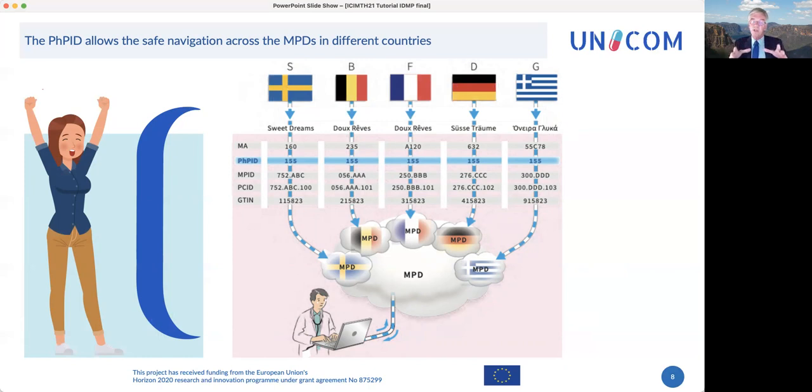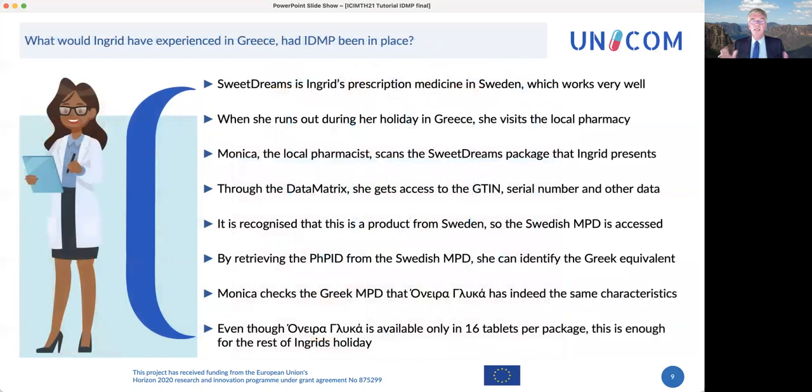But this information is stored in all these different MPDs, and it does mean that someone who has access to that cloud of linked medicinal product dictionaries can actually navigate across countries using the PHPID to find out whether Sweet Dreams is the same as a product that's marketed and that has a market authorization within another country. So that's what should have happened to Ingrid.